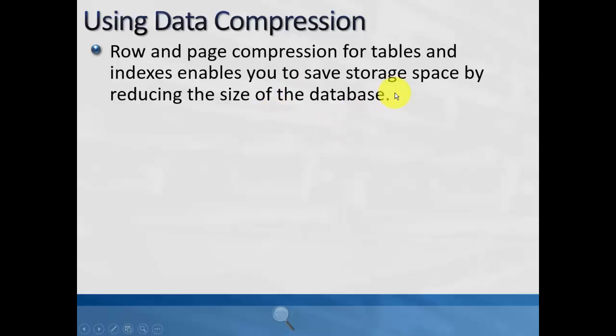there's three types of compressions coming. We can compress row and page compression for tables, and indexes enables you to save storage space by reducing the size of the database. Main thing, yes, save storage space, right? But how can you save storage, and does it affect your CPU and memory while doing that? Did you ever use compression on your disks? From within Windows, how can you compress your folder? You know that, right? Right click that, properties, advanced, compression, as well as encryption, right?